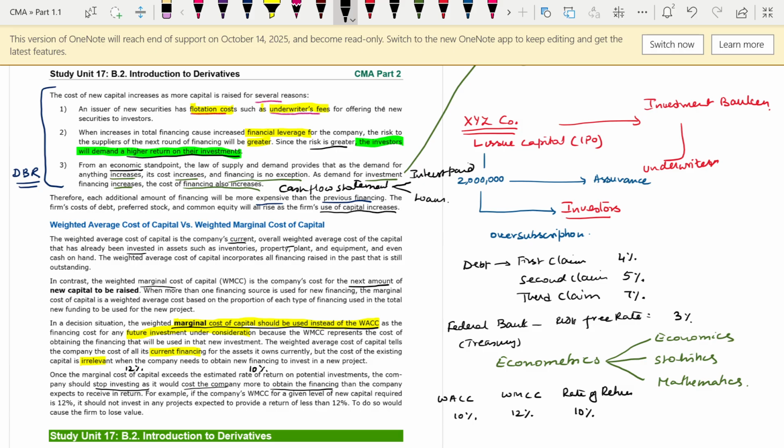Are we making any wise decisions here in this context? No. You are borrowing at 12% and you are making an investment at 10%. For example, if the WMCC for a given level of new capital is 12%, the company should not invest in any projects which return less than 12%. To do so, it will lose value.